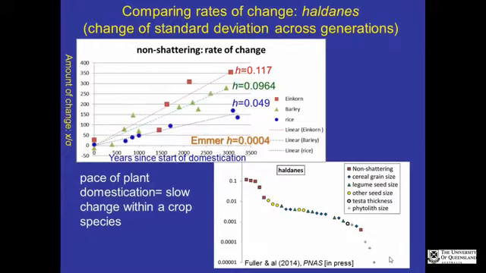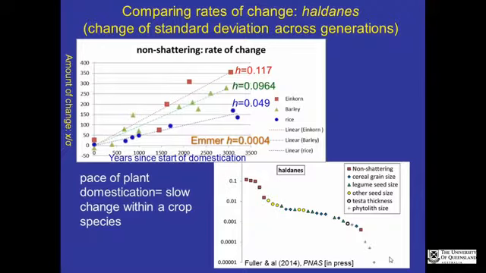So this is just comparing a few. So the sort of regression line for a Haldane rate in einkorn wheat, barley, rice. Emmer is a bit slow, but the data is a bit weak. And then we've done that for grain size change as well. And what we find overall, interestingly, is that things cluster.